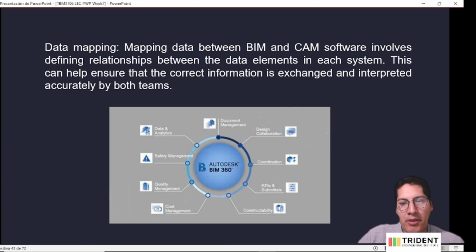By mapping the data between the BIM and CAM software, this will involve defining relationships between the data elements in each system, and this can help to ensure that the correct information is exchanged and interpreted accurately by both teams. This is usually made using codes on the naming of the different parameters of the element, so you can recognize what part of what area that element is organized on.